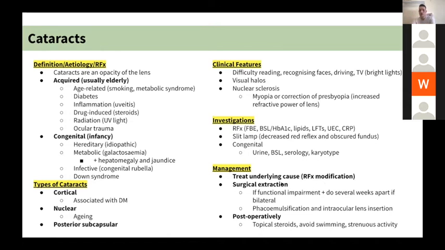And then in terms of surgery, you can do a few different things. Again, don't need to know the specifics, but you can just remove the cataract. And if they've got both eyes, you just want to do them several weeks apart, because if you stuff up both of them, well, you stuff up both of their eyes. And then afterwards, you can give them topical steroids, tell them to avoid swimming because you don't want any water in the eye, and any strenuous activity as well.